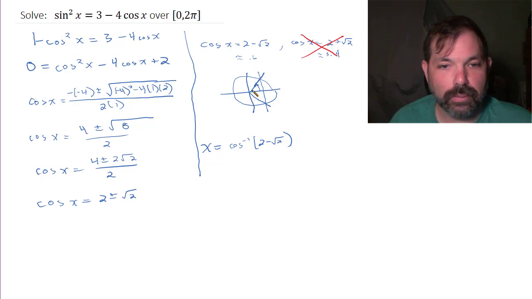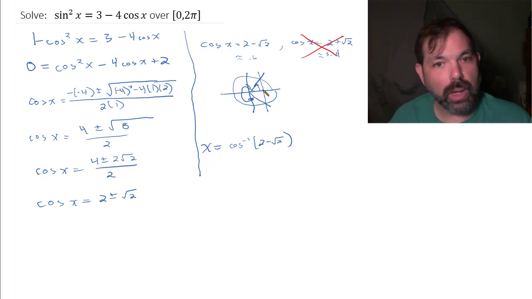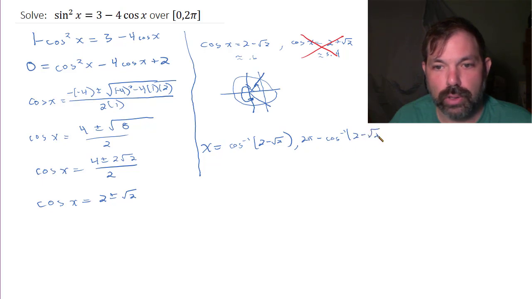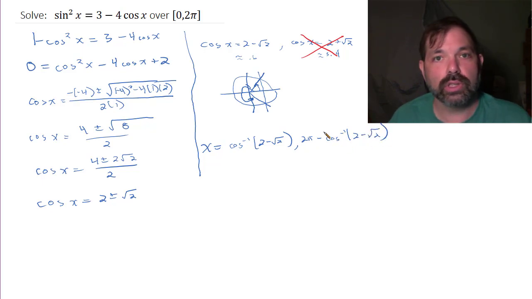The second solution, well, I'd go all the way out to 2 pi and subtract the reference angle. So x2, the second solution, would be 2 pi minus cosine inverse of 2 minus the square root of 2. And there are the two solutions of this equation over 0 to 2 pi.